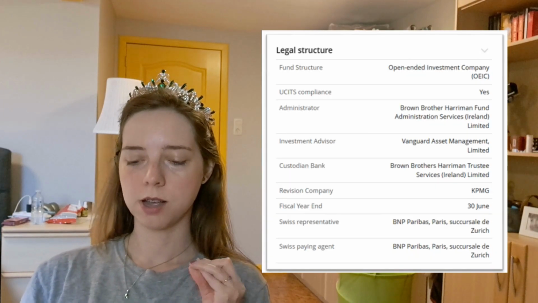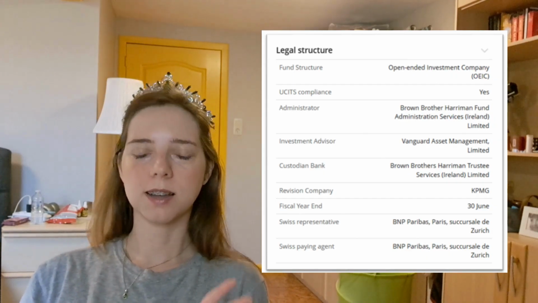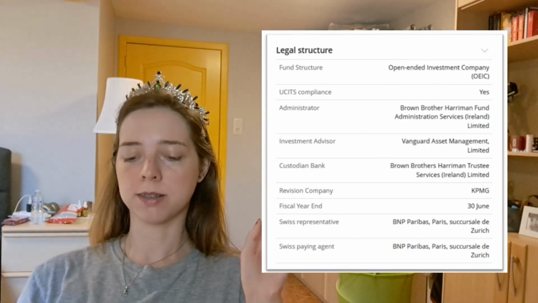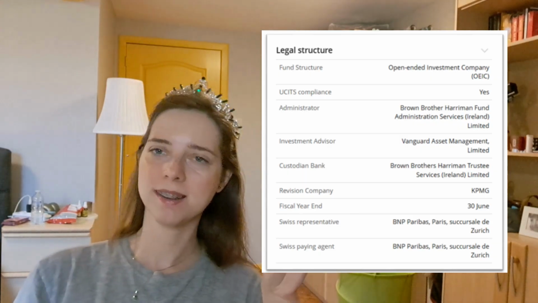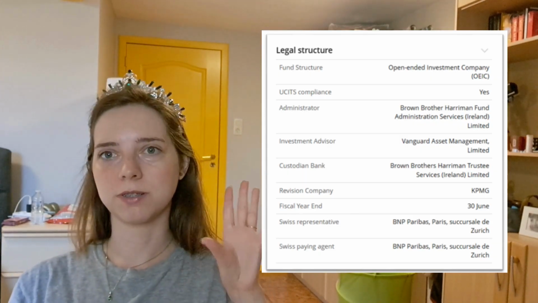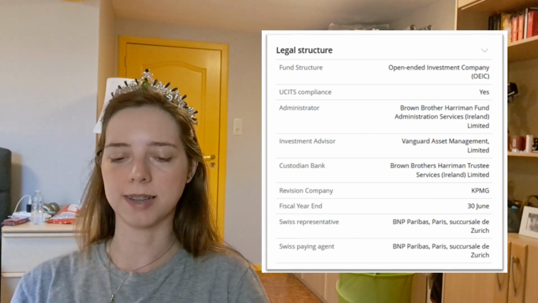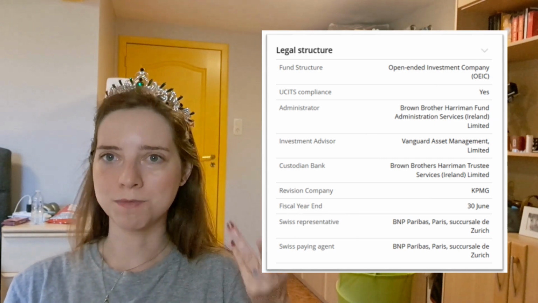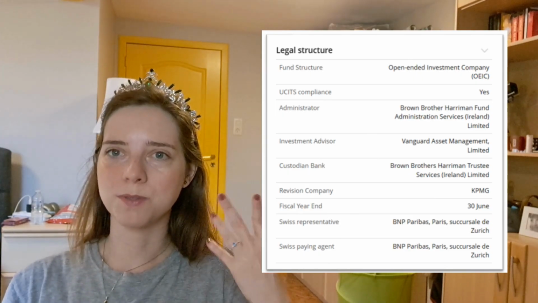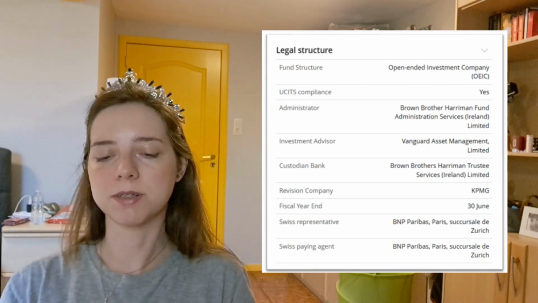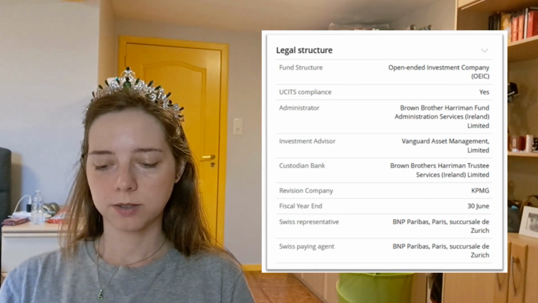Then we go over the next section, which is legal structure, which I found very interesting because I didn't know anything about it. I thought in my silly brain that Vanguard would just do everything. That's absolutely not the case. There are actually a lot of companies or organizations involved to make an ETF happen, and I thought that was super interesting.